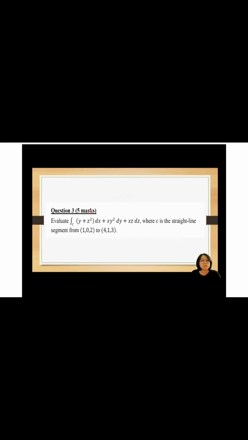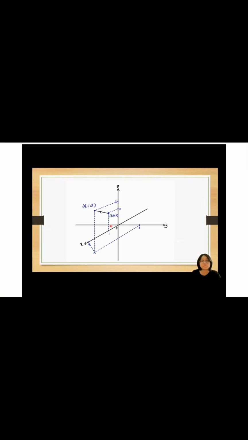Here's question 3. Evaluate this, where C is the straight line segment from this point to this point. First of all, we can draw a 3D diagram to see where the points are. And this is the first point to the second point. And here is the line segment between these 2 points.